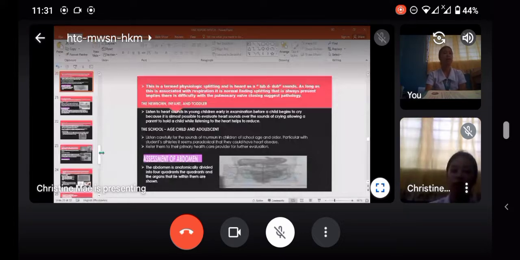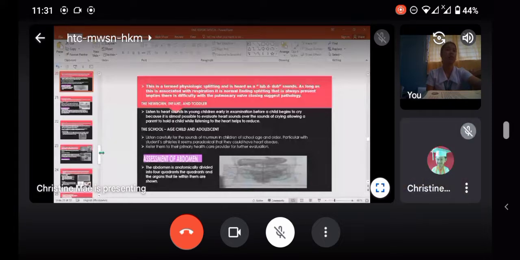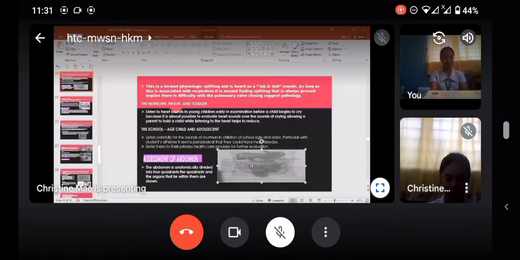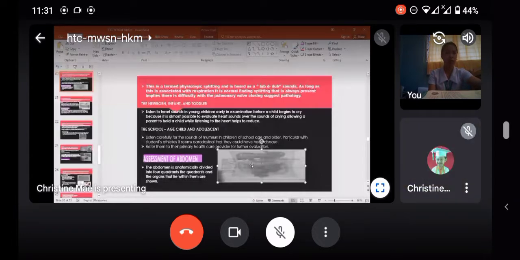So assess the abdomen, that is anatomically divided in 4 quadrants. In the quadrants, the organs that lie within them are shown. So as you can see, ang atong abdomen is naka-quadrant na siya into 4 quadrants. So unsa man ang 4 quadrants sa abdomen? The right upper quadrant, the left upper quadrant, the right lower quadrant, and the left lower quadrant.